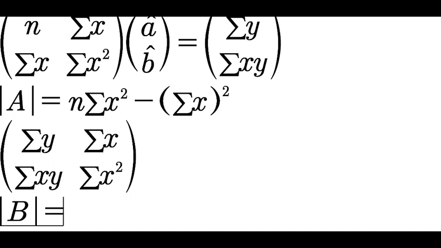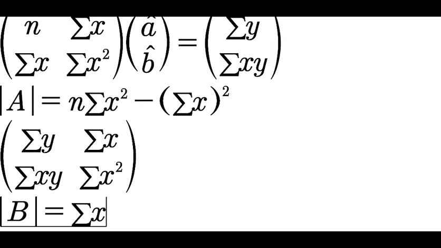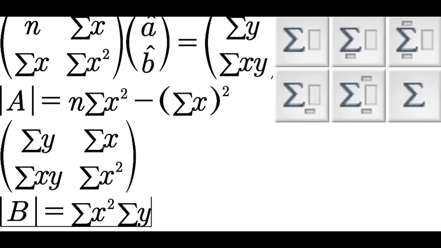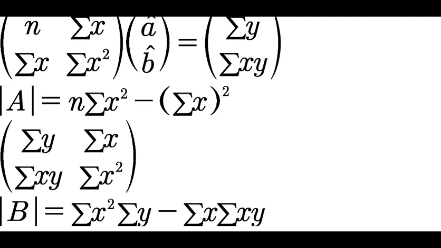They are symmetrical. Okay. So summation y times summation x squared is summation x squared summation y, minus summation x times summation xy, which is summation x summation xy. Sorry, I didn't put the difference. So summation y times summation x squared is summation x squared summation y minus summation x times summation xy.